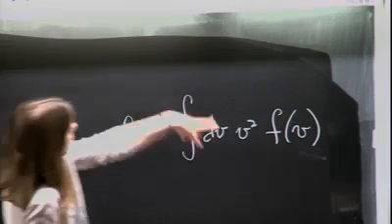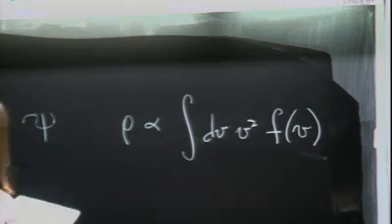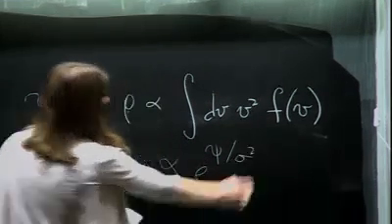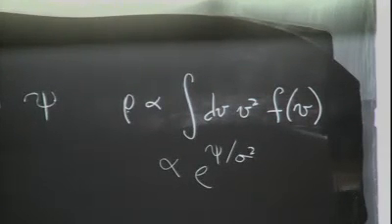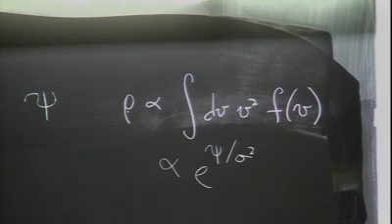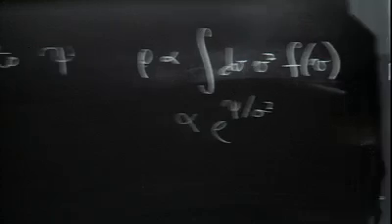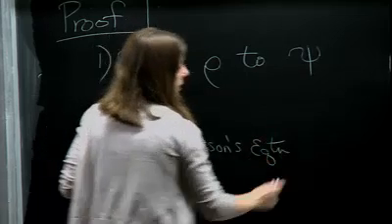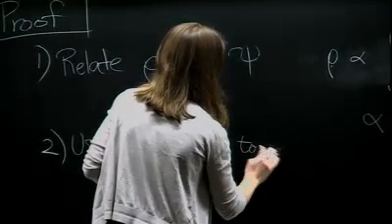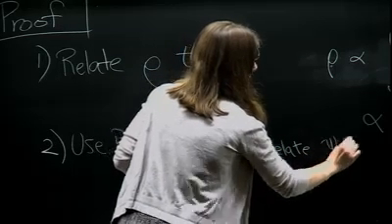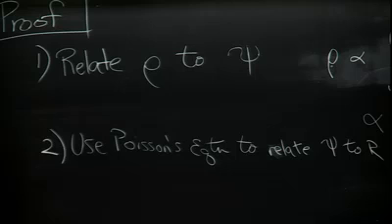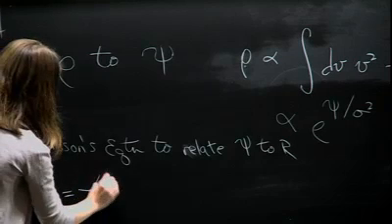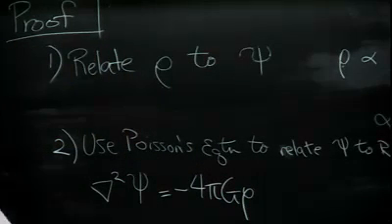If I put in a Maxwell-Boltzmann here for f of v, then I find that the density rho is just proportional to e to the gravitational potential over sigma squared. And then the last step is to use Poisson's equation to relate psi to radius. Poisson's equation is going to tell us that del squared psi is equal to minus 4 pi G rho.